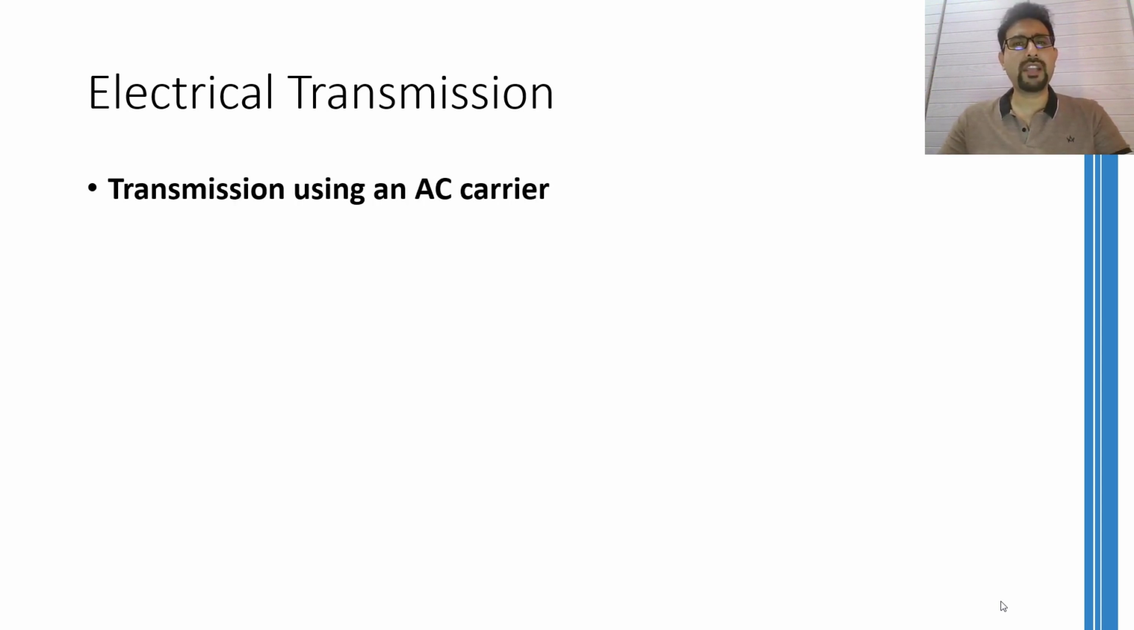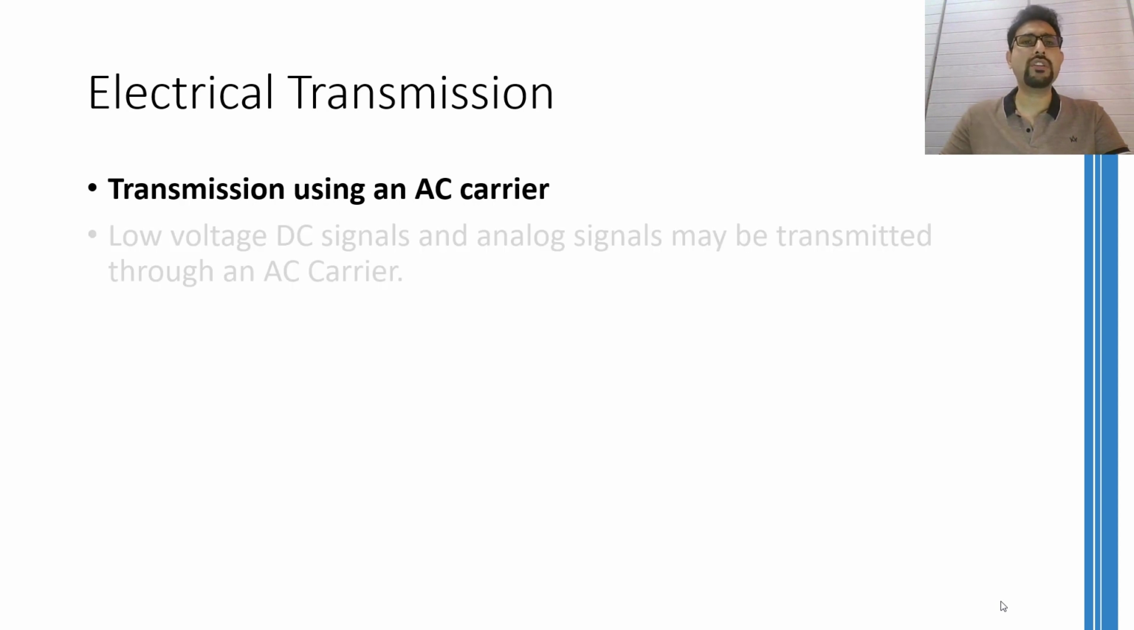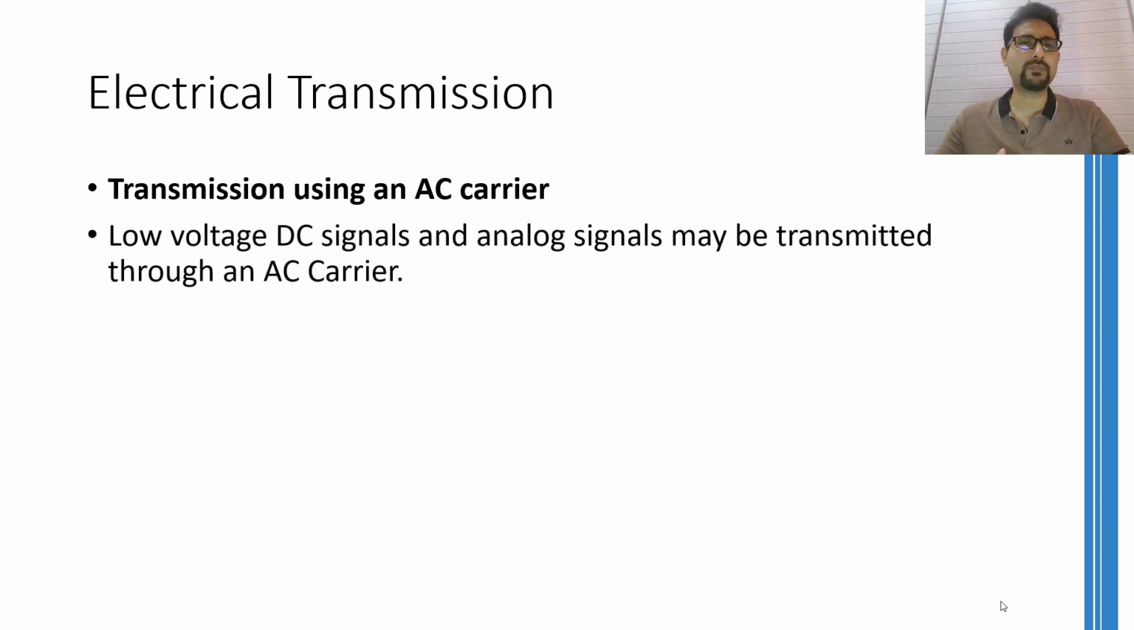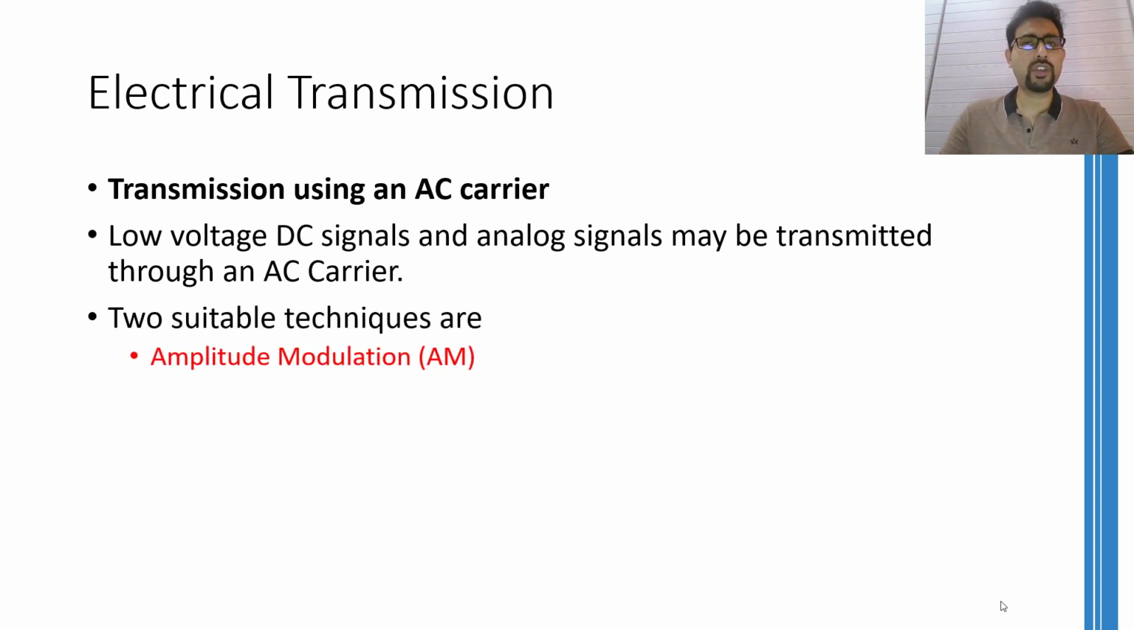Another method for transmitting electrical signal is the use of the modulation techniques. In this technique, low voltage DC signals or sometimes analog signals are transmitted using AC carrier. Over here, I would only mention the names of the two modulation techniques that are commonly used for this kind of transmission because I will explain these techniques in detail when I'll discuss the radio telemetry in the same lecture. The two most commonly used modulation techniques are the amplitude modulation and the frequency modulation, abbreviated as AM and FM.